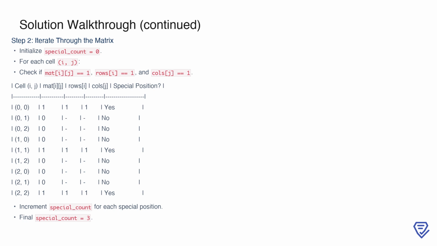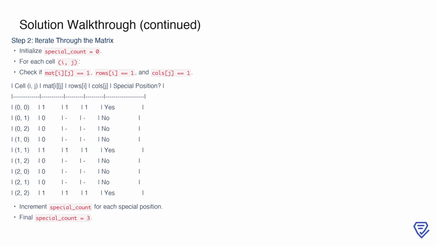We initialize a counter called special_count to 0. For each cell in the matrix, we check 3 conditions: whether the cell contains a 1, whether the sum of its row is 1, and whether the sum of its column is 1. Let's go through the cells one by one. At position (0, 0), the cell contains a 1, its row sum is 1, and its column sum is 1. This makes it a special position, so we increment the counter.